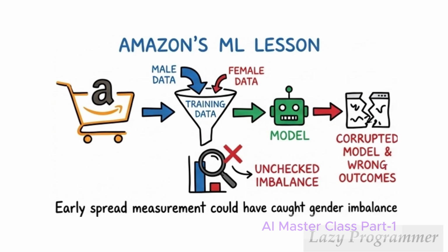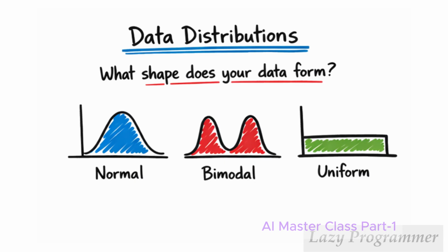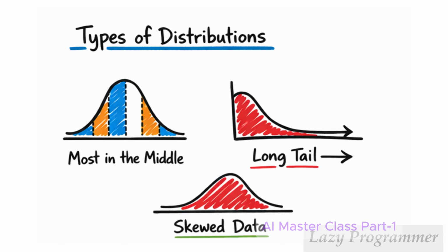The next concept is data distribution. Basically, it answers what shape your data forms when you plot it on a data space. Some data forms a bell curve where most values lie in the middle and fewer at the extreme sides.